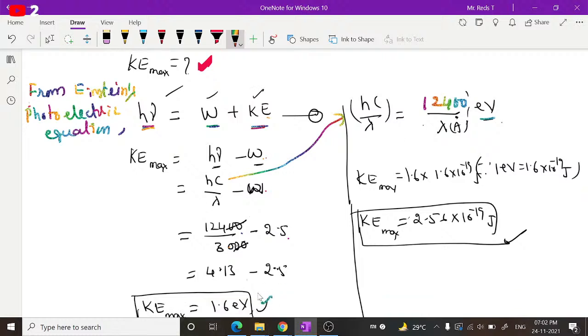The options are given in joules, so we have to convert this electron volt into joules. 1 electron volt is equal to 1.6 times 10 power minus 19 joule. By multiplying, we get 1.6 times 1.6, which is 2.56 times 10 power minus 19 joule. Okay.